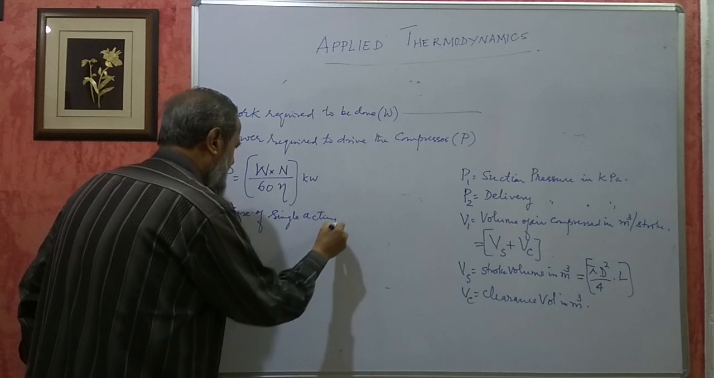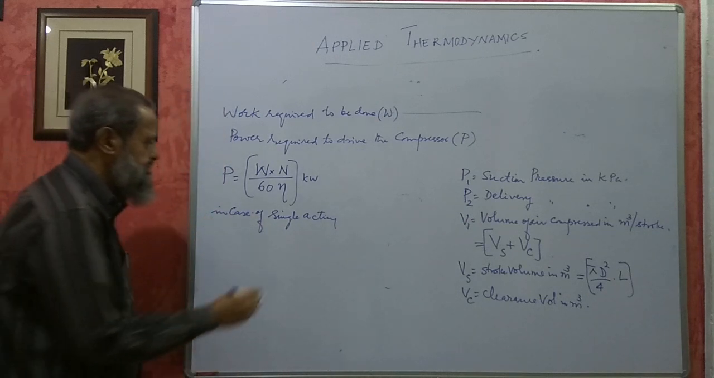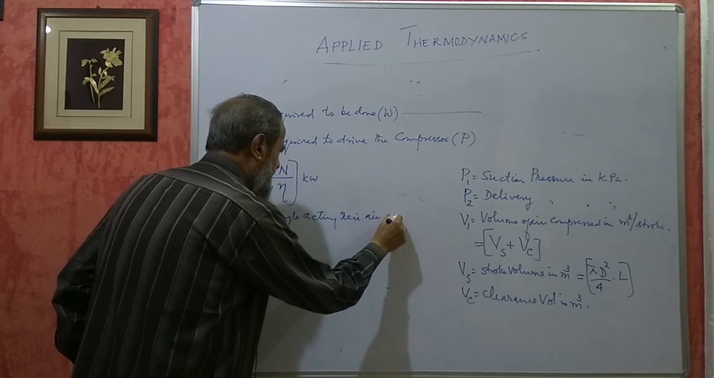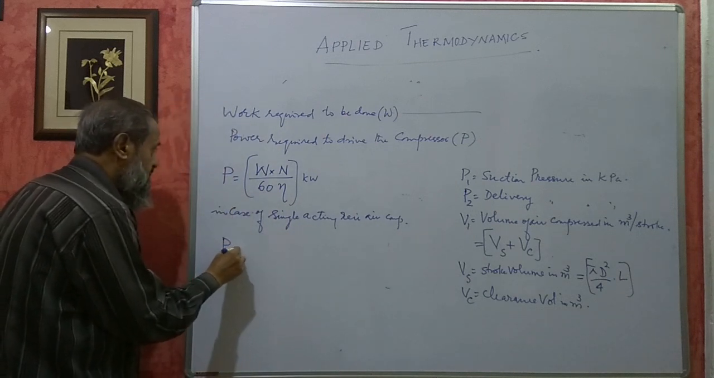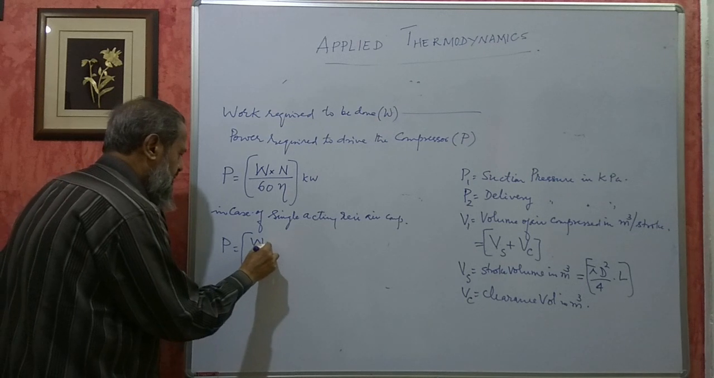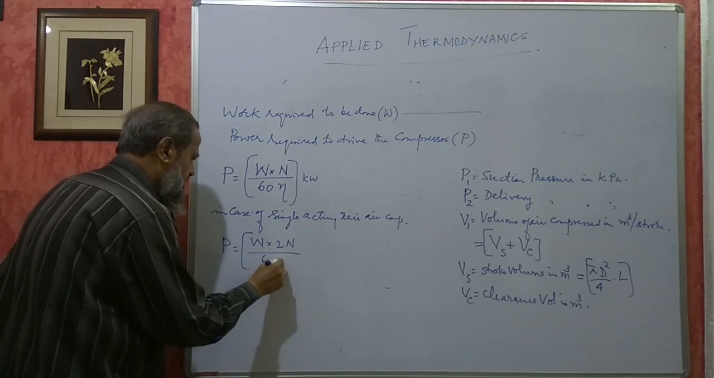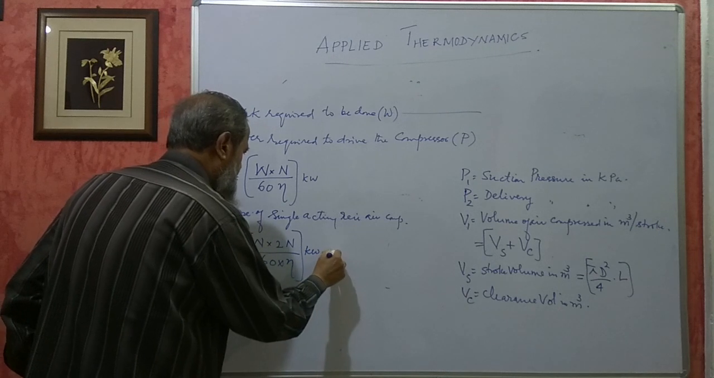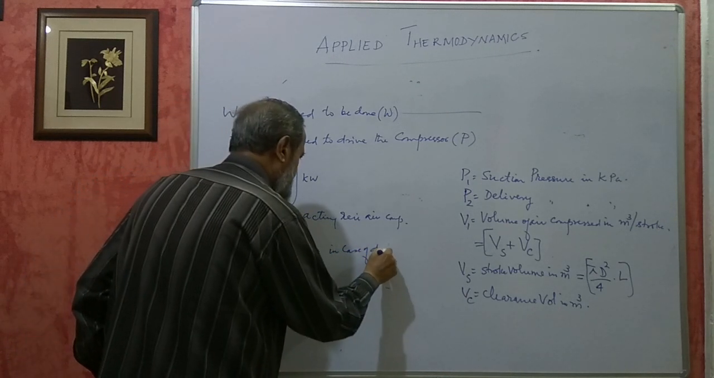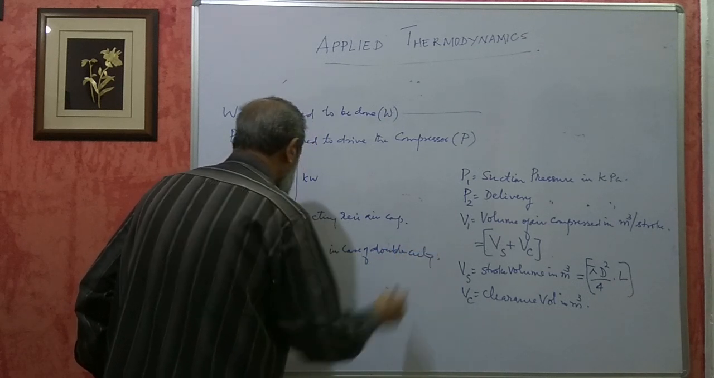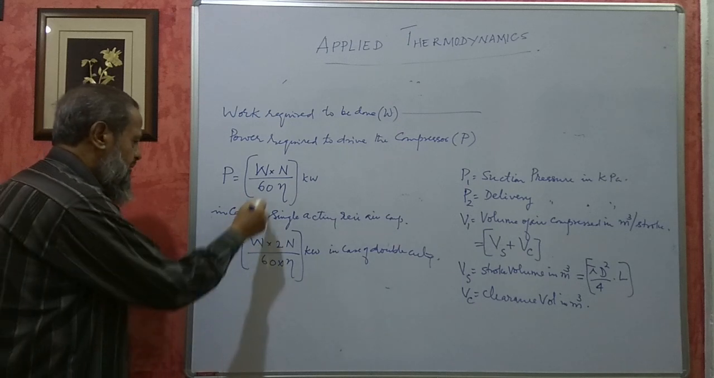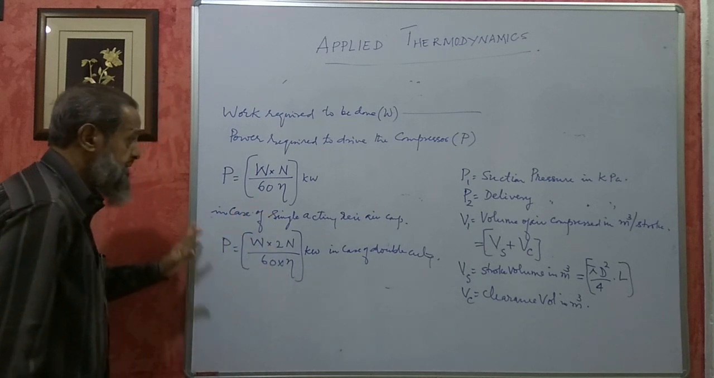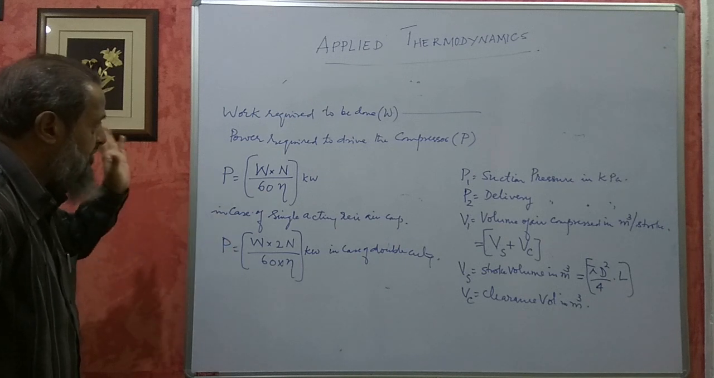a single acting compressor, that means air is drawn from one side of the piston only, single acting reciprocating air compressor. If you are drawing the air from both sides, P will be equal to W into 2N divided by 60 into efficiency, so many kilowatts, in case of double acting single stage reciprocating air compressor. If efficiency is not given, you can assume it as 1, or you can leave it. When it is 1, it is 100% efficient, that is the meaning. So these are the formulae for calculating the power.